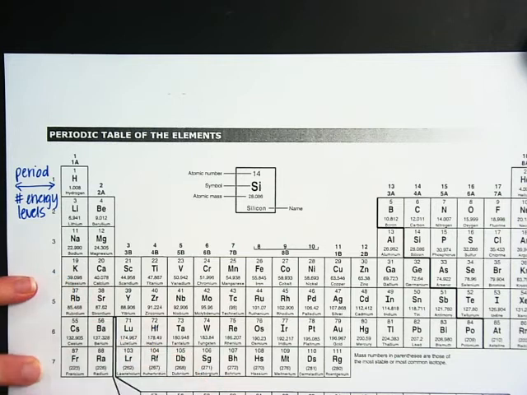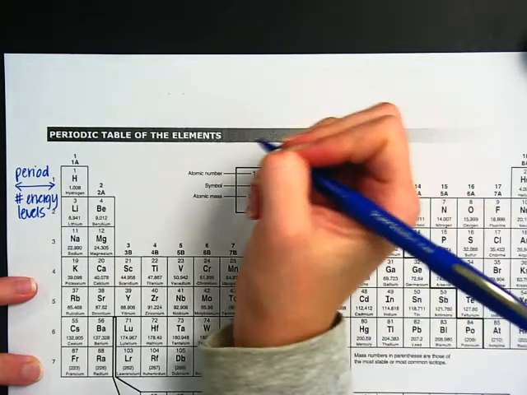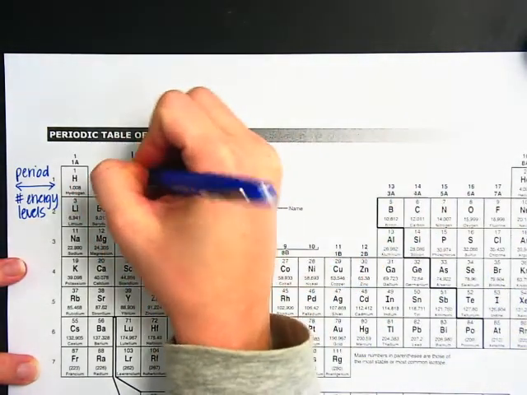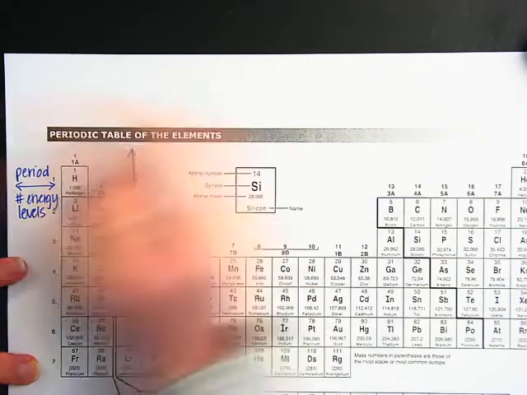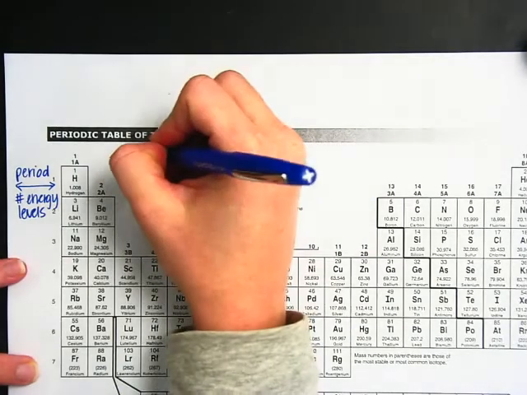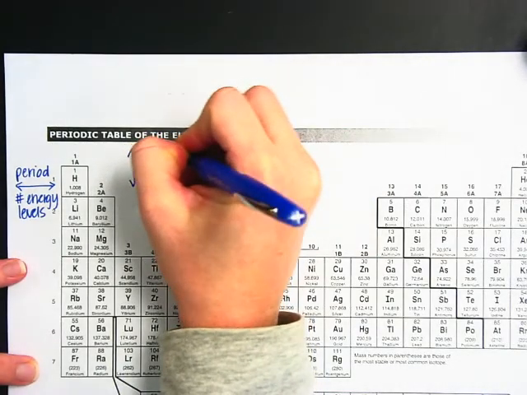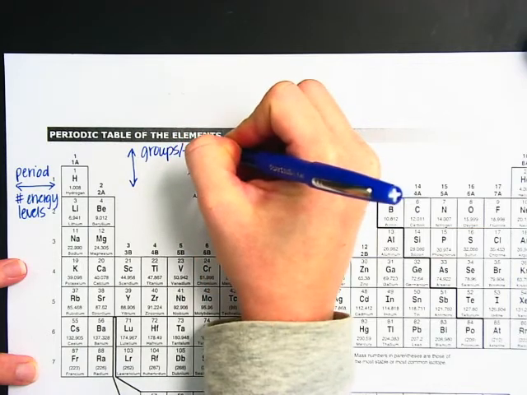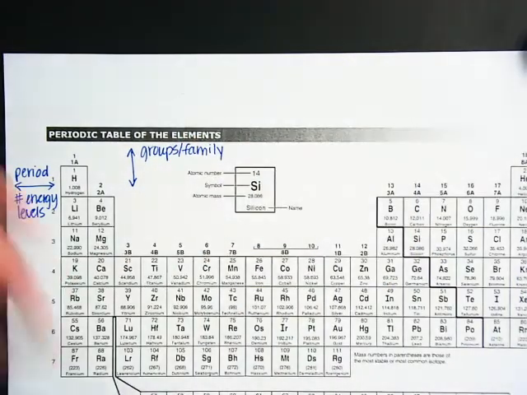Okay, the other thing that I need you to look at, or that we've read about, it's on that bottom shelf, is the groups and families. If we look at the columns, they go up and down. The columns go up and down. These are called our groups. Remember, we said the groups are sometimes called families. So it's the group or the family.